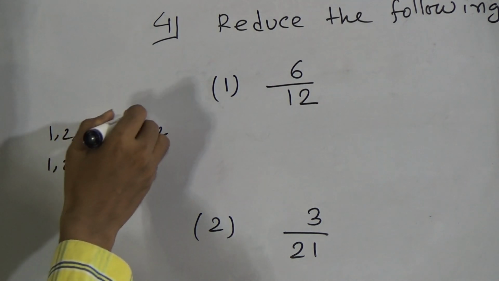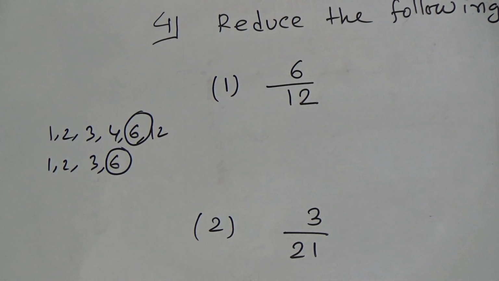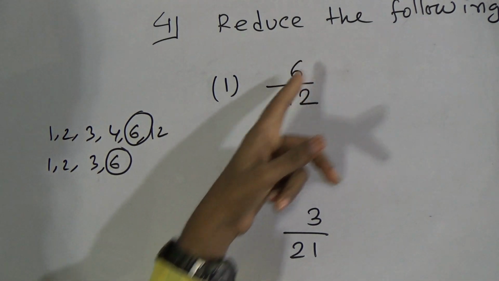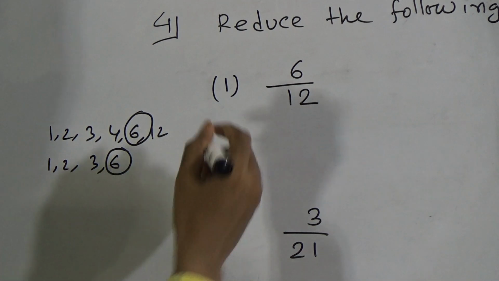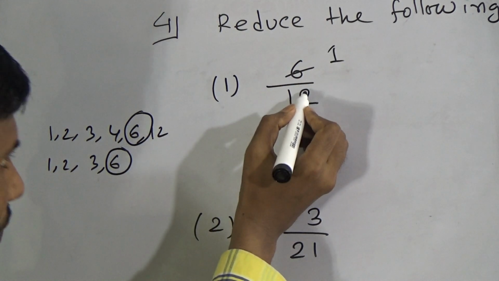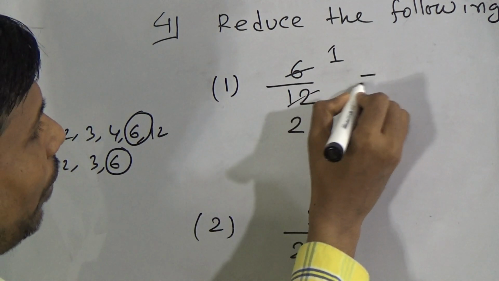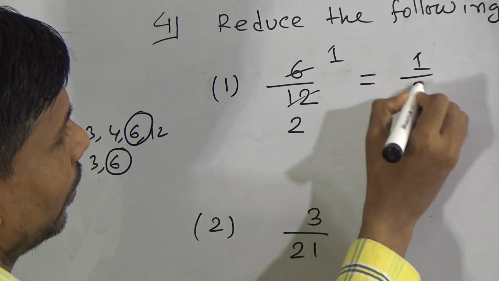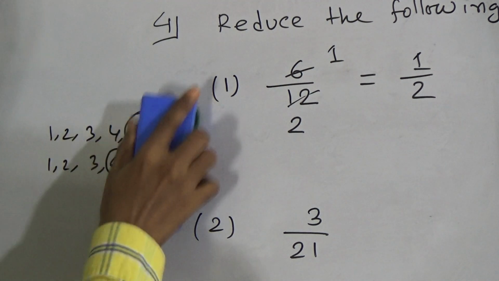You see, here is 6 and here is 6. So we have to reduce both numerator and denominator by 6. Divide 6 by 6, then we get 1, and divide 12 by 6, we get 2. That means our result is 1 by 2. Okay student, now I will solve the next question.